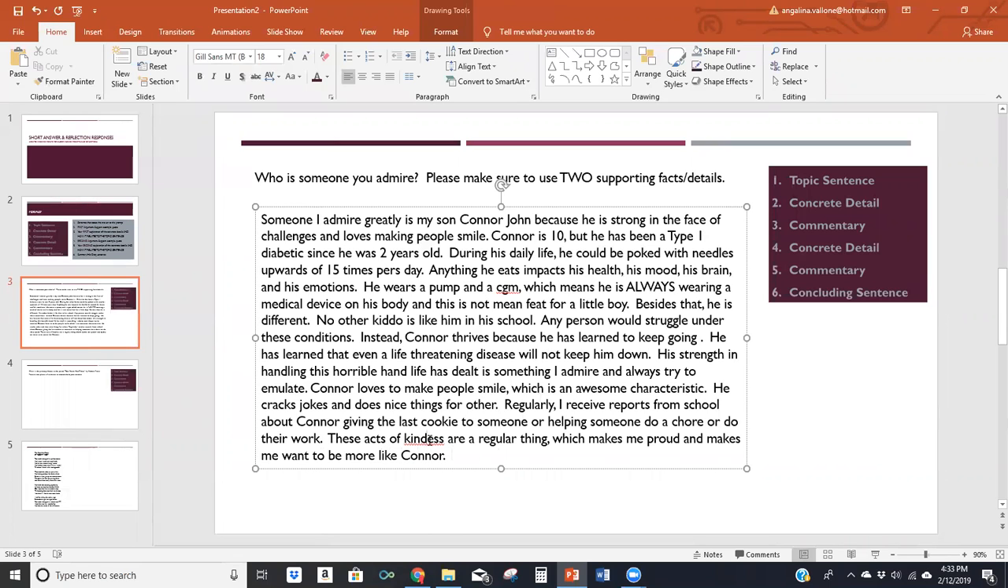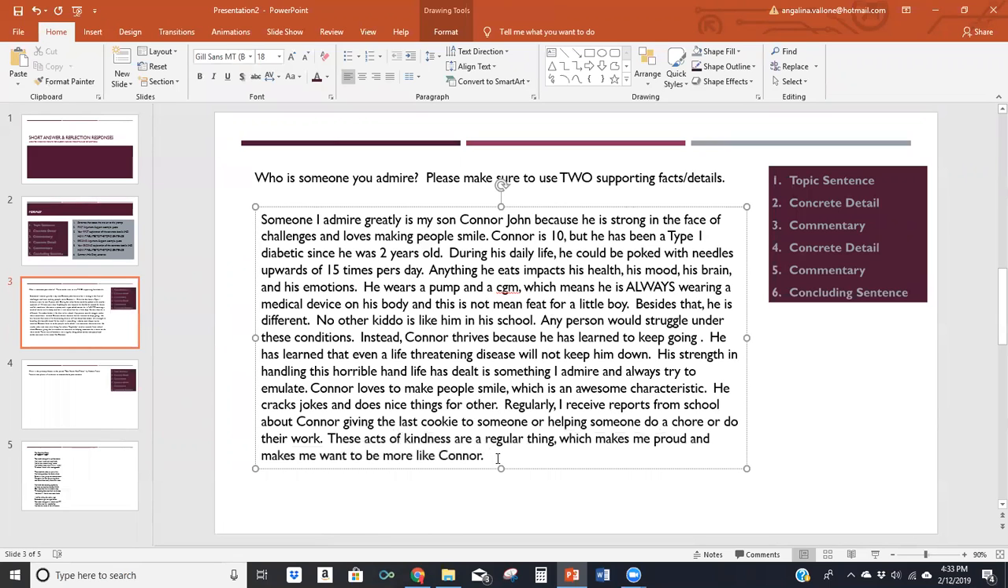So there's that. Again, so here is this one right here would be considered my concrete detail. It's only 2 sentences long this time. And then this here would be my referencing back to why he's someone I look up to. So then the last thing to do is write a concluding sentence.